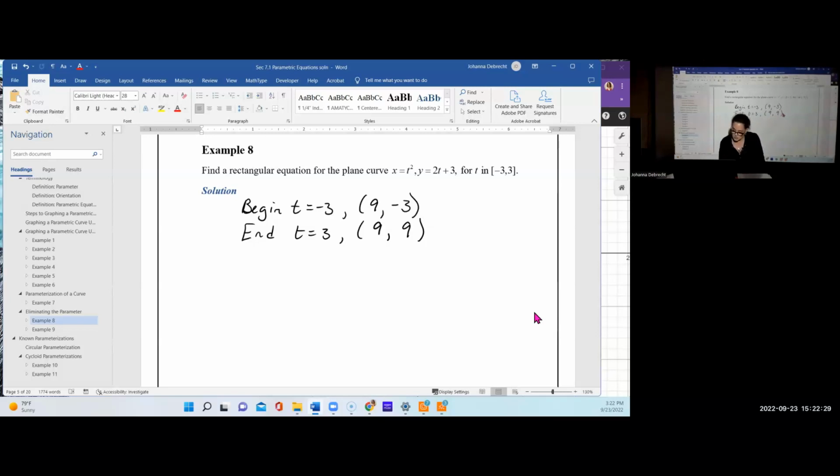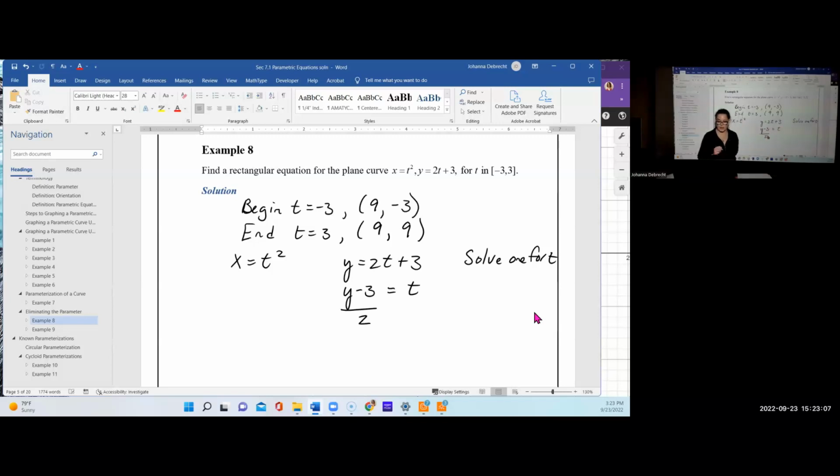And now what we want to do is take our 2 equations, x equal t squared and y equal 2t plus 3, and solve one for t. Now, which one do you want to solve? Yes, this has already got t isolated, but it's t squared. And to solve for t, you get a plus or minus, and that is nasty when trying to plug in. So even though it is more complicated, you should take the y equation, subtract 3 from both sides, and then divide by 2 to solve for t. So you get y minus 3 divided by 2.